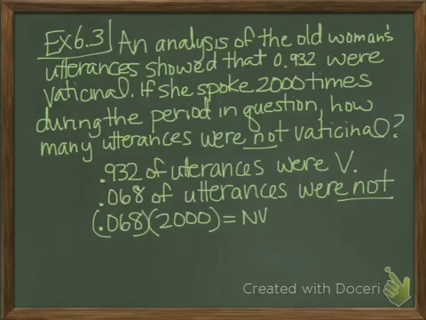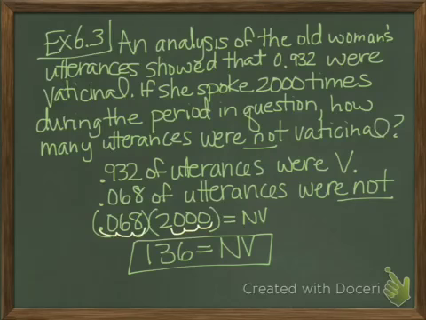So from here, all we have to do is multiply. We can multiply by 1,000. Since they're on the same side, then we divide this by 1,000. So we end up getting 68 times 2. And when we do 68 times 2, we end up with 136 that were not vaticinal.